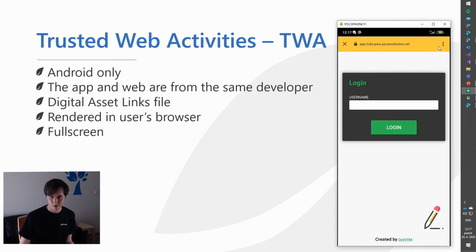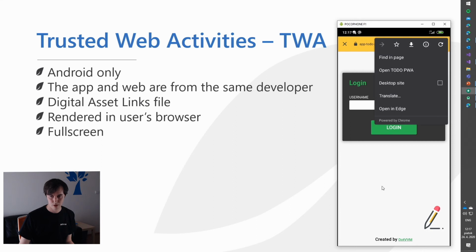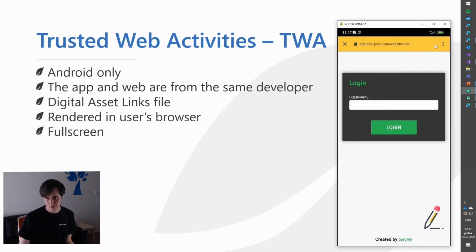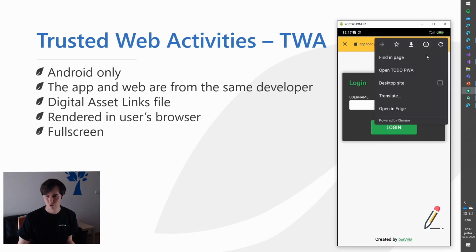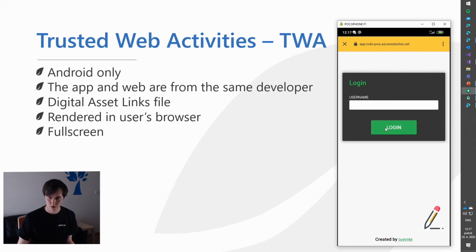So there is a toolbar which shows me which browser I'm running in. You can see that this very closely resembles the thing that I was running in the browser on desktop. Here the user can see that, oh, okay, this is some website, what's going on? And it's running in the browser. So this is kind of a weird experience for the user. This is because I don't have the asset links file in there.